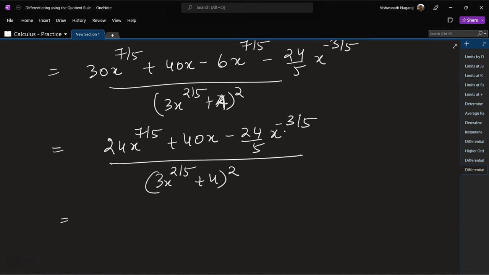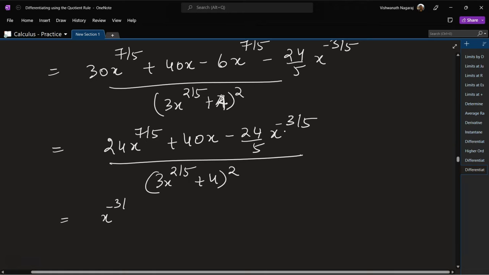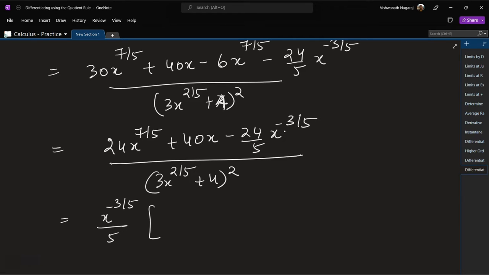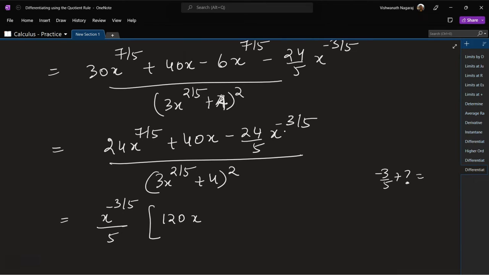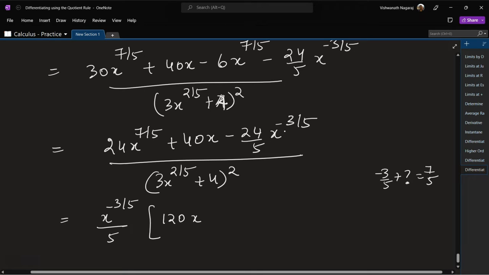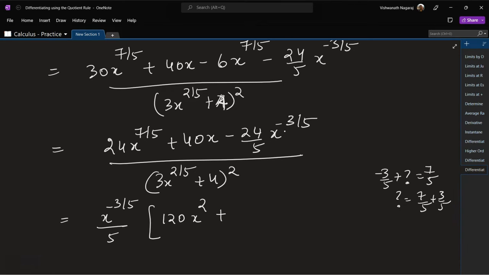So what do we do? Let's take x to the power of minus 3 by 5 by 5 out. What do we get? We get 24 times 5, so that is going to be 120 x. So we know minus 3 by 5 plus something should be equal to 7 by 5. So that something will be 7 by 5 plus 3 by 5, which is 10 by 5, which is 2, so x square, plus 5 fours 20, so 200 x.